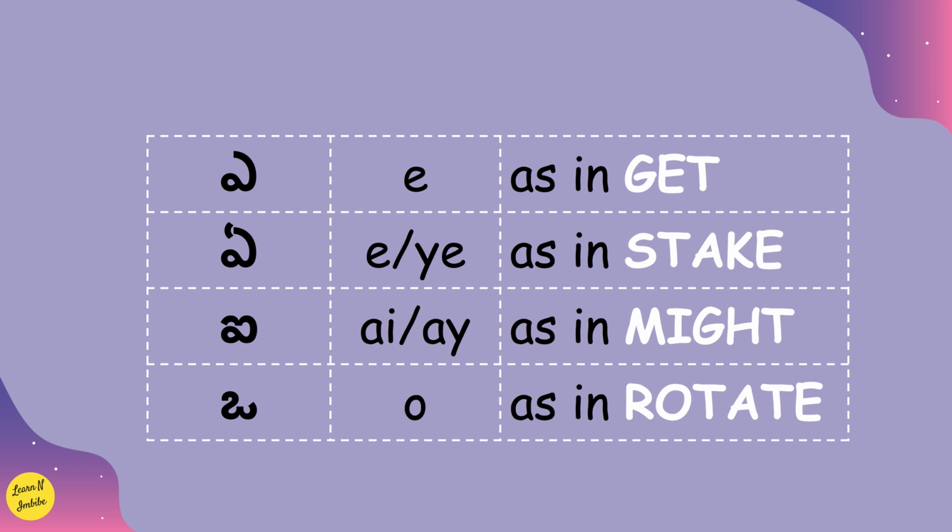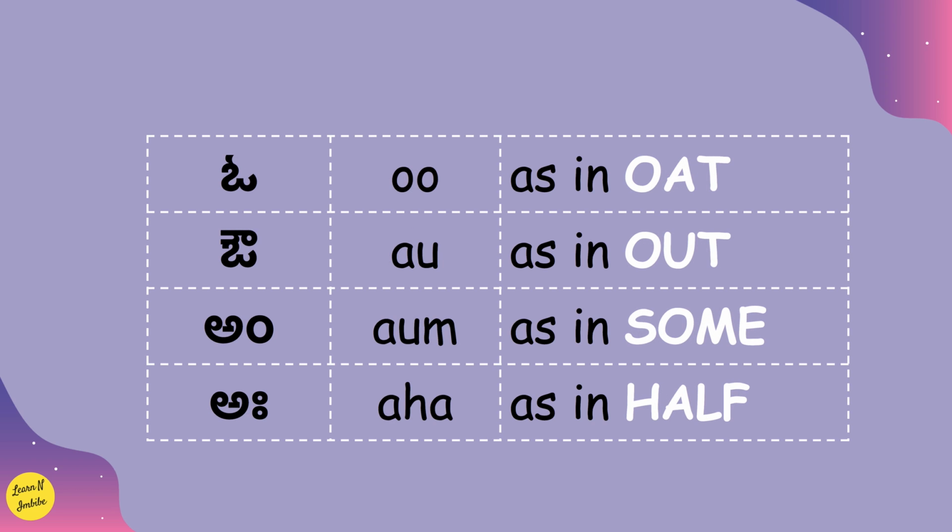A as in get. A as in stake. I as in might. O as in rotate. O as in oat. Ow as in out. Am as in some. Aha as in half. So these are totally 16 in number, and upon revision or repetition of these letters and correlating with the examples, you will get used to it. This requires practice for beginners.